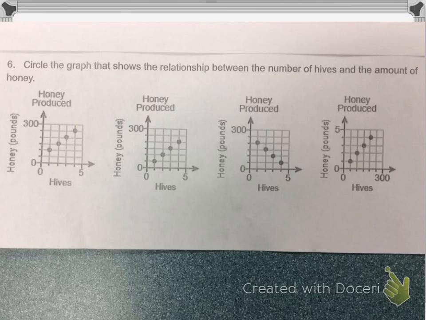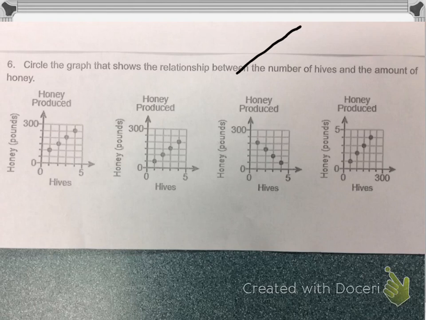Question number 6 says, circle the graph that shows the relationship between the number of hives and the amount of honey. This question uses the table from question number 5. When we look at the graphs that they give us, the first, second, and fourth graphs all have the lines or the points on the graph going in an upward direction like this.